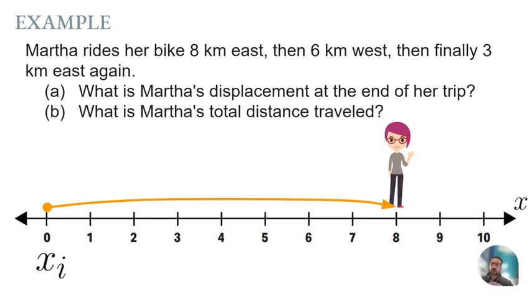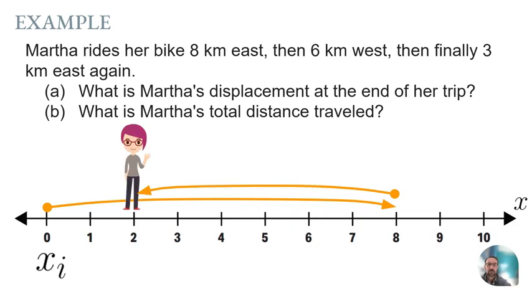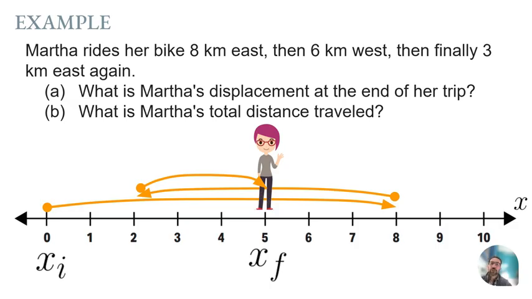It's always a great strategy when you're problem solving to draw a picture. So here's my picture of Martha. I put her as x initial being 0. Here's the first part of her trip. She went 8 kilometers east. Then she's going to go 6 kilometers west, and finally 3 kilometers east again. You might be able to answer this question just by looking at this and calculating in your head. What is Martha's displacement? It's going to be 5 because she started at 0 and she ended at 5.